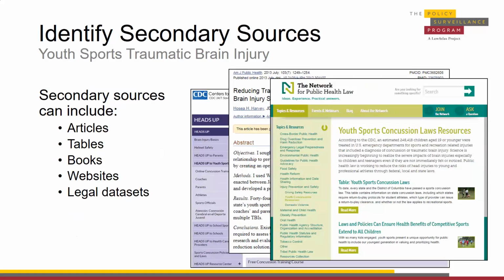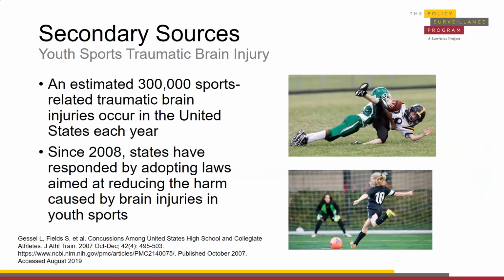environment. So secondary sources, because we're going to be talking about youth traumatic brain injury laws as a sample throughout this webinar, we wanted to give you some brief background information on the subject. Currently, all 50 states and Washington, D.C. have adopted laws aimed at reducing the harm caused by youth sports TBI, all since 2008. An estimated 300,000 sports-related traumatic brain injuries occur in the United States each year, and since 2008, states have responded by adopting laws aimed at reducing the harm caused by brain injuries in youth sports.